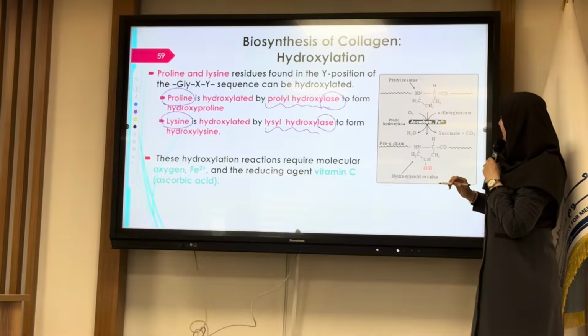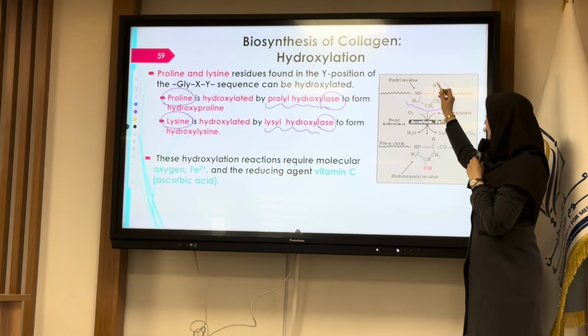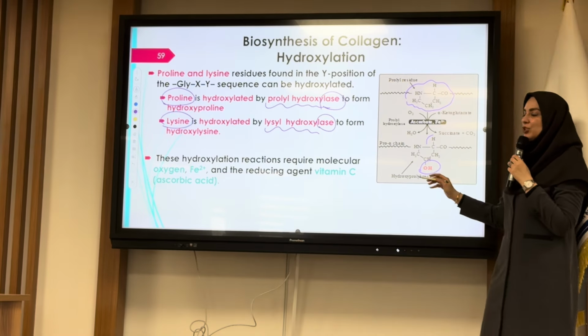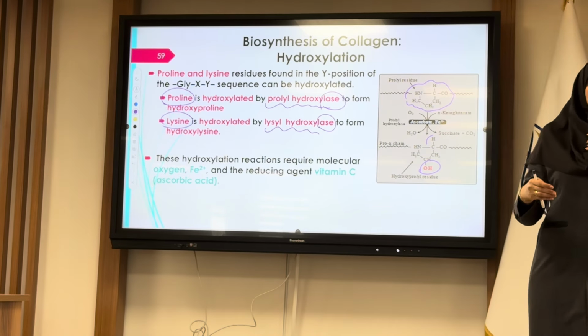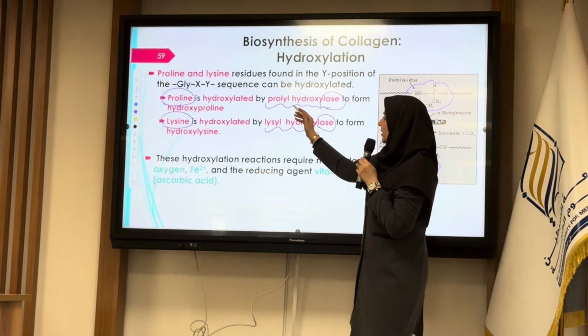For example, here, this is the proline amino acid. After hydroxylation, "lation" is a French word, you know, "lation" means process, okay? Hydroxylase means enzyme, "lation" means process, okay? Hydroxylation, the name of the enzyme is hydroxylase, okay? And this is the name of the substrate.